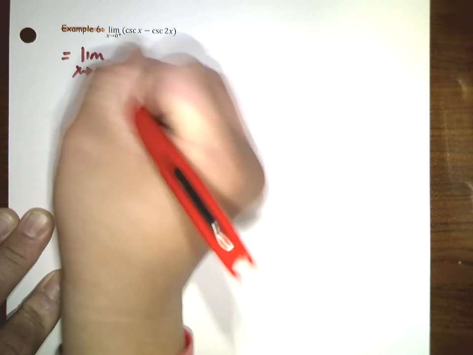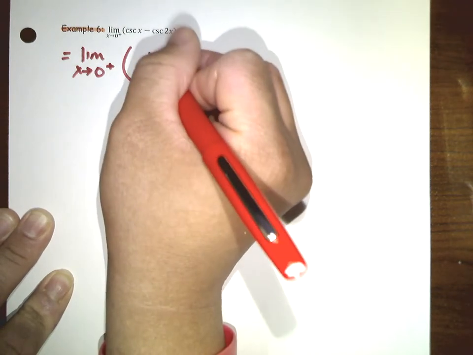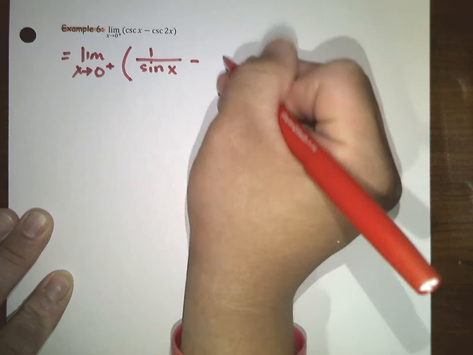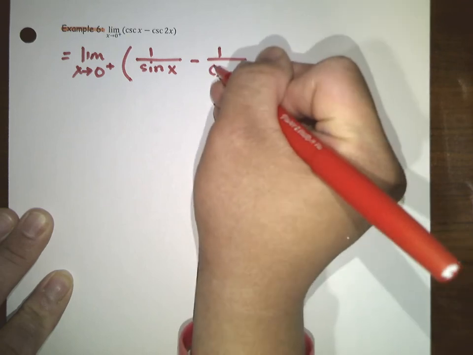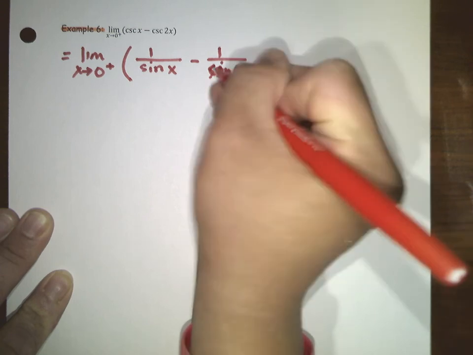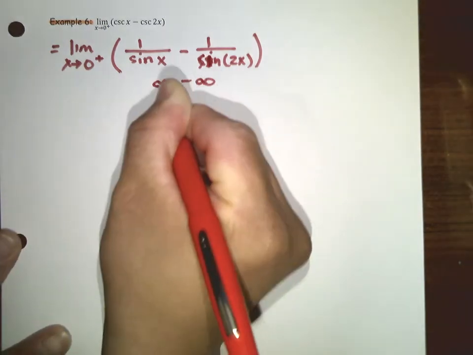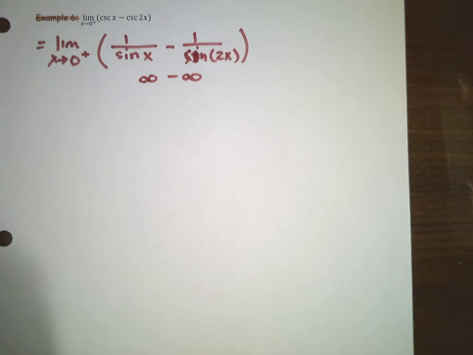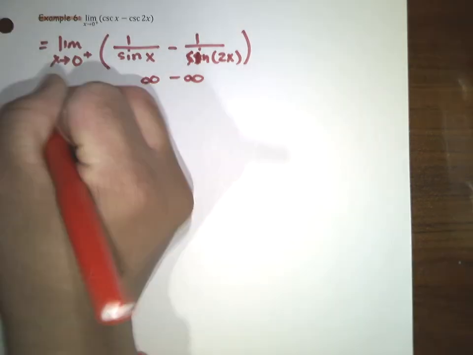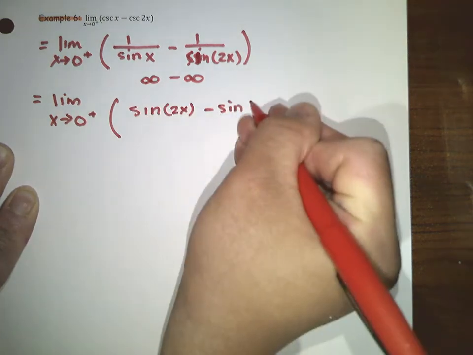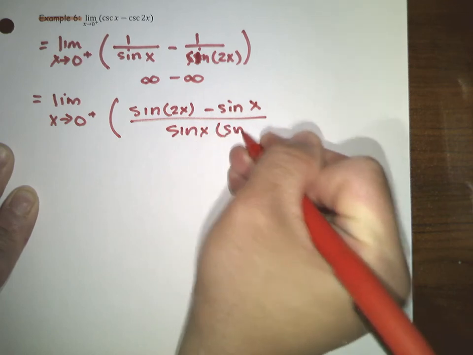So limit as x approaches 0 from the right of, well, cosecant of x is 1 over the sine of x, then cosecant of 2x is 1 over the sine of 2x. And then now, what do you notice here? Well, if you're approaching 0 from the right, then this is actually infinity minus infinity form. So we need to rewrite this. One common way to do that is to find the common denominator. So this will be limit as x approaches 0 from the right of sine of 2x minus sine of x, and then all over sine of x times sine of 2x.